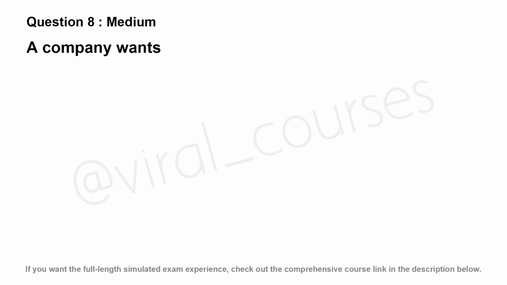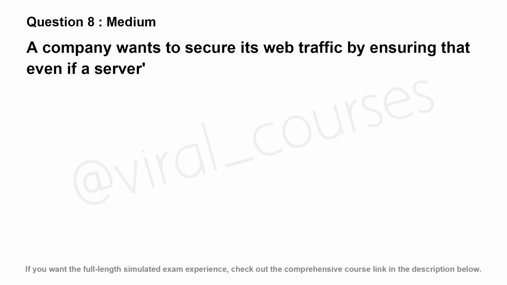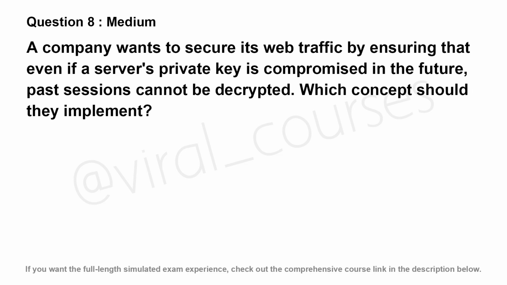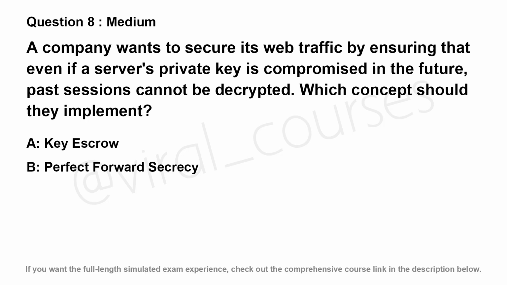A company wants to secure its web traffic by ensuring that even if a server's private key is compromised in the future, past sessions cannot be decrypted. Which concept should they implement? Option A, key escrow. Option B, perfect forward secrecy. Option C, certificate pinning. Option D, OCSP stapling.